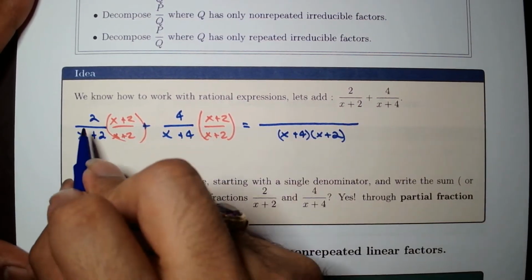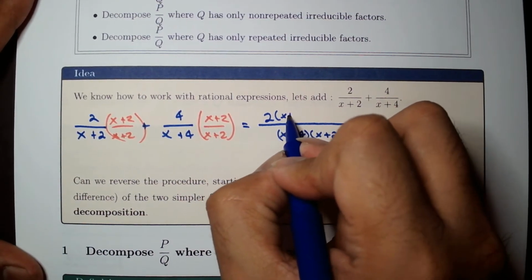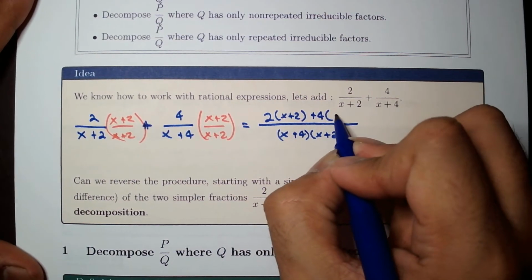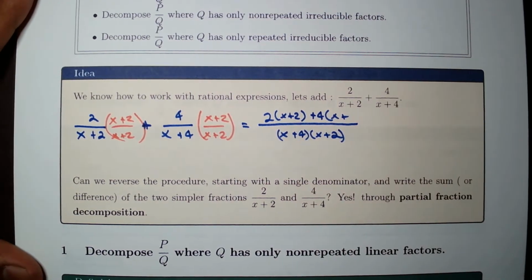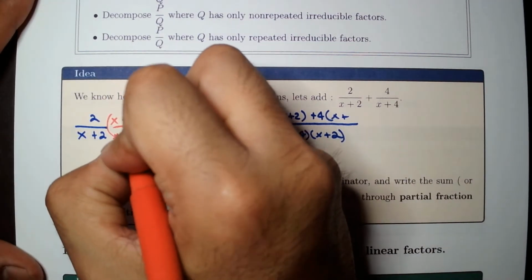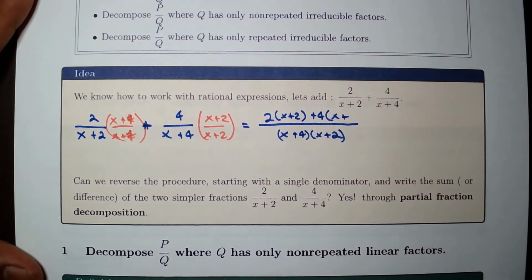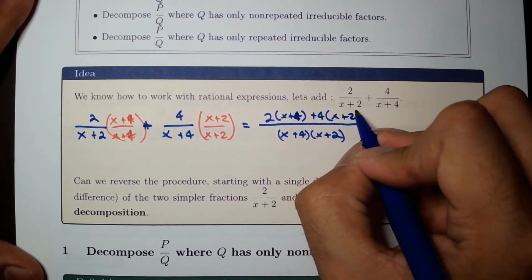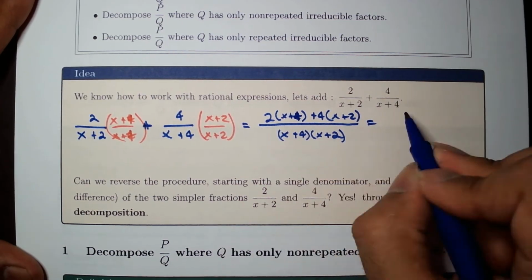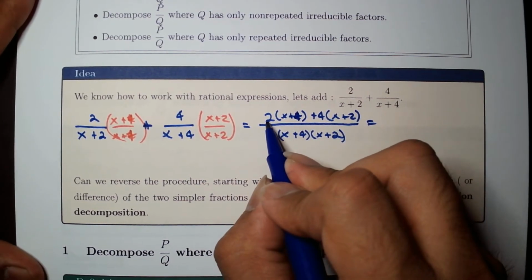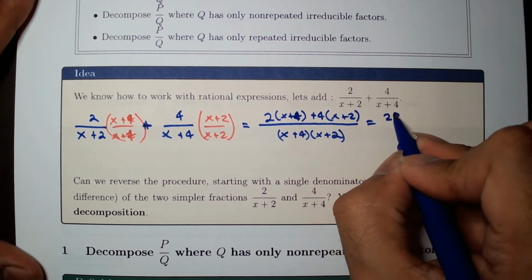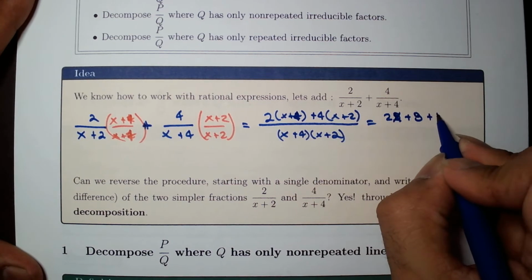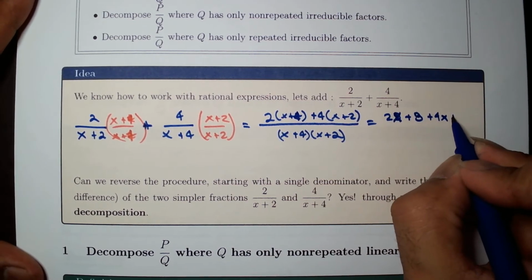and multiply across: 2 times the quantity x plus 2 plus 4 times the quantity x plus, actually this is supposed to be 4, not 2, and so this is 4 and x plus 2. So what are we going to get? Well, distribute: 2 times x plus 2 times 4, which is 8, then plus 4x plus 8 as well.